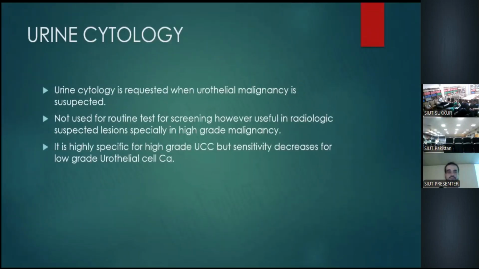So why is there high sensitivity of urine cytology in high-grade malignancy and low sensitivity in low-grade? In high-grade malignancies, the tumor cells usually lose their adhesive capability, so they disintegrate from the tumor and float in the urine, which results in detection. In low-grade malignancies, the adhesive capability of the tumor cells remains. That's why they remain attached to the tumor and do not get discharged into the urine.